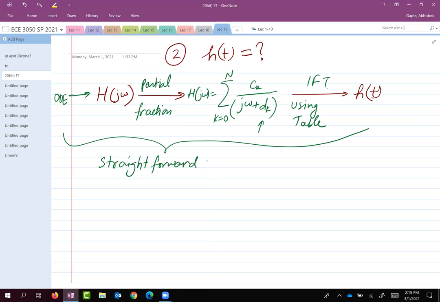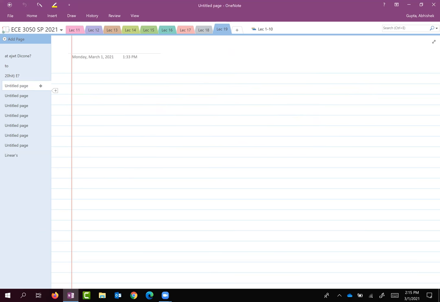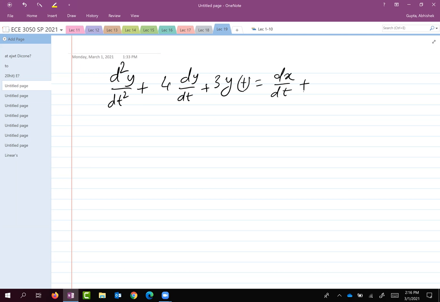Okay, so let's look at an example. Everyone follows so far? Any questions? Of course, no matter which approach you pick, you get the correct answer as long as all your calculations are correct. So it's just a matter of getting to the answer quickly rather than through laborious methodology. So here is my differential equation. This is my ODE.